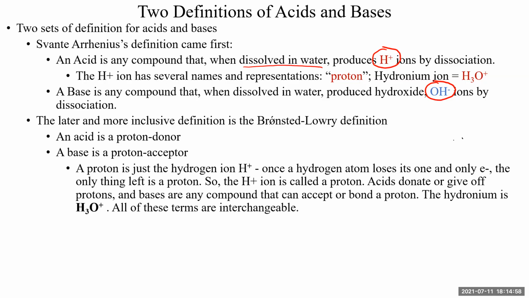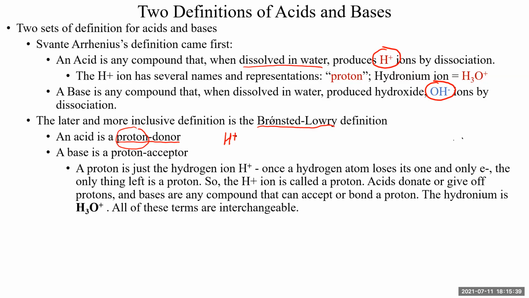Now, a later definition, which was more broad and more inclusive of more compounds, was the Bronsted-Lowry definition. Bronsted-Lowry actually broadened the definition beyond just hydrogen ion and hydroxide ion producers. Actually, the acid definition is pretty similar, although I think it's a little bit easier to say. An acid is basically a proton donor, which amounts to the same thing. What's a proton? A proton is a hydrogen ion. Most of the hydrogen in our world is hydrogen with only 1 proton in its nucleus and no neutrons.